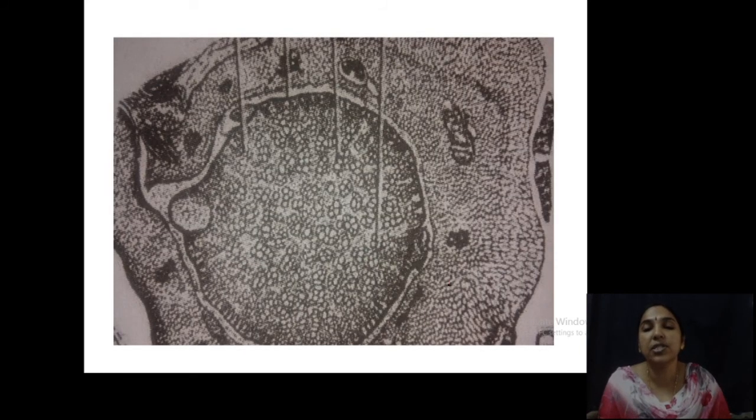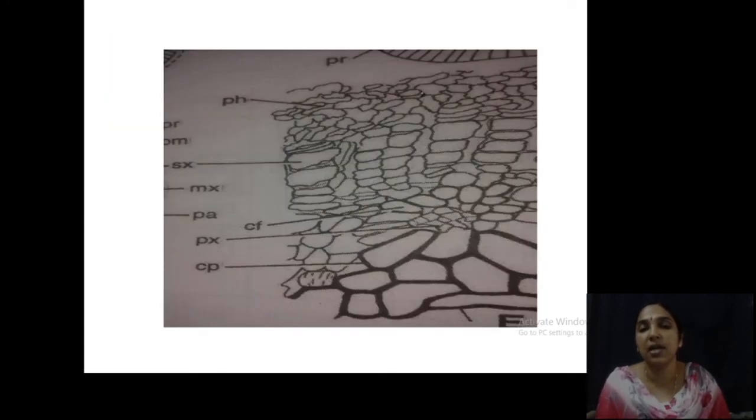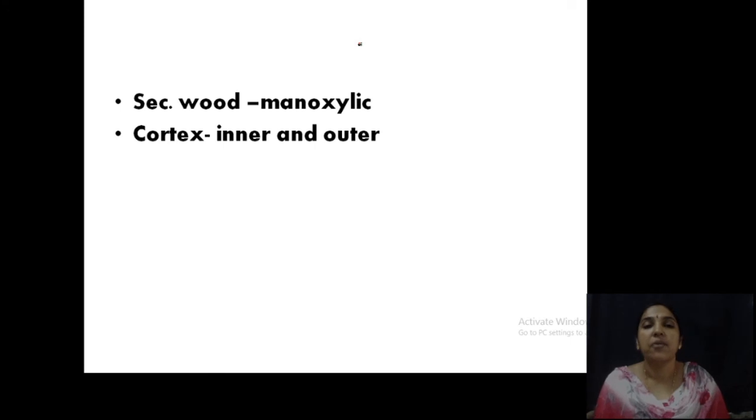Okay. So, this is another picture of a section. You can see these are the groups of xylem at the center, protoxylem groups. These are the mucilage canals present in the cortex. This is another cellular diagram: xylem group, metaxylem, protoxylem, parenchyma, etc. given. Then secondary wood is monoxylic.